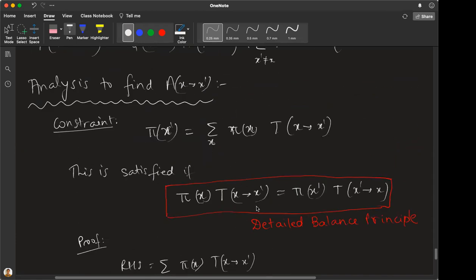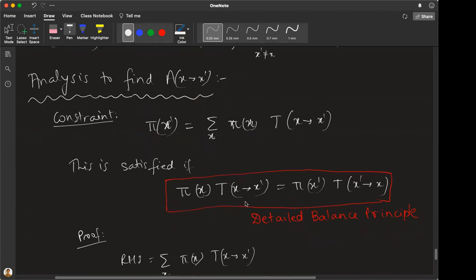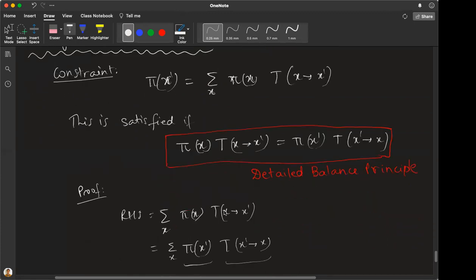In this equation, where does A appear? Question to you. What is the relationship of A, or how can you bring A into this relation? Yes? Anybody? T of x to x prime is Q into A. Yes, very good. So T is basically a combination of A and Q both.